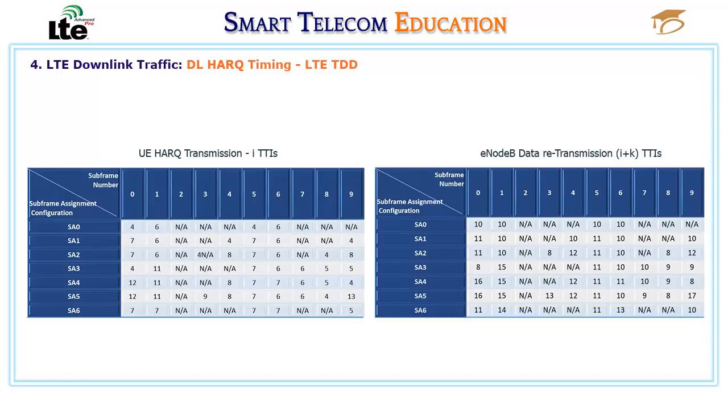In TDD, K is greater than or equal to 4, and I depends on the uplink-downlink configurations, the subframe assignment configurations in the following table, and subframe numbers. The second table lists the minimum intervals, I plus K, between the initial transmission and retransmission. The intervals vary depending on uplink-downlink configurations.